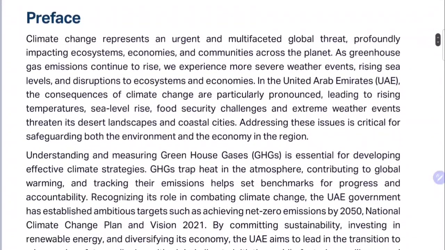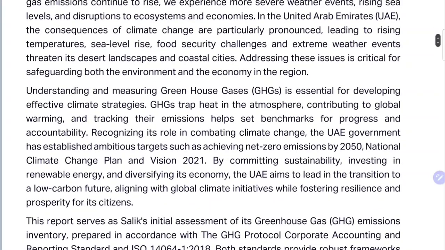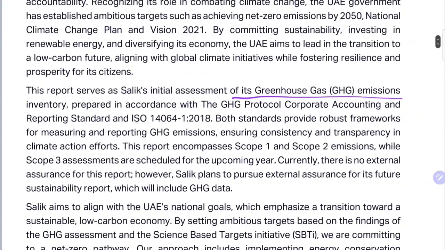Okay, moving forward. Now the preface, we see some introductory side about climate change, understanding and measuring greenhouse gases, why it is essential, and this report serves as the initial assessment for GHG emissions, prepared in accordance with, this is very important, which standard we are talking about, ISO 14064, okay, 2018 specification.